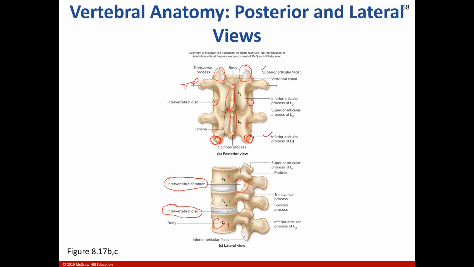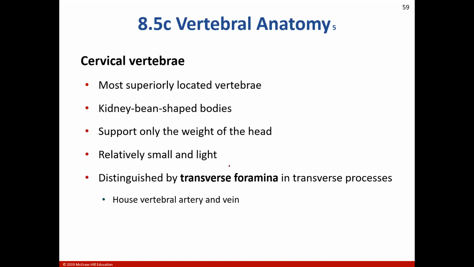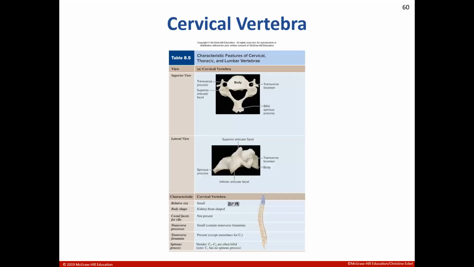And here are the bodies, very obvious on the lateral. Here's the spinous process. It's hard to see the transverse process because in two dimensions they're coming at you. So this would be a really good place to say, okay, here's the spinous process posterior, here's the vertebral bodies. So here's a typical view of the parts of the cervical vertebrae.